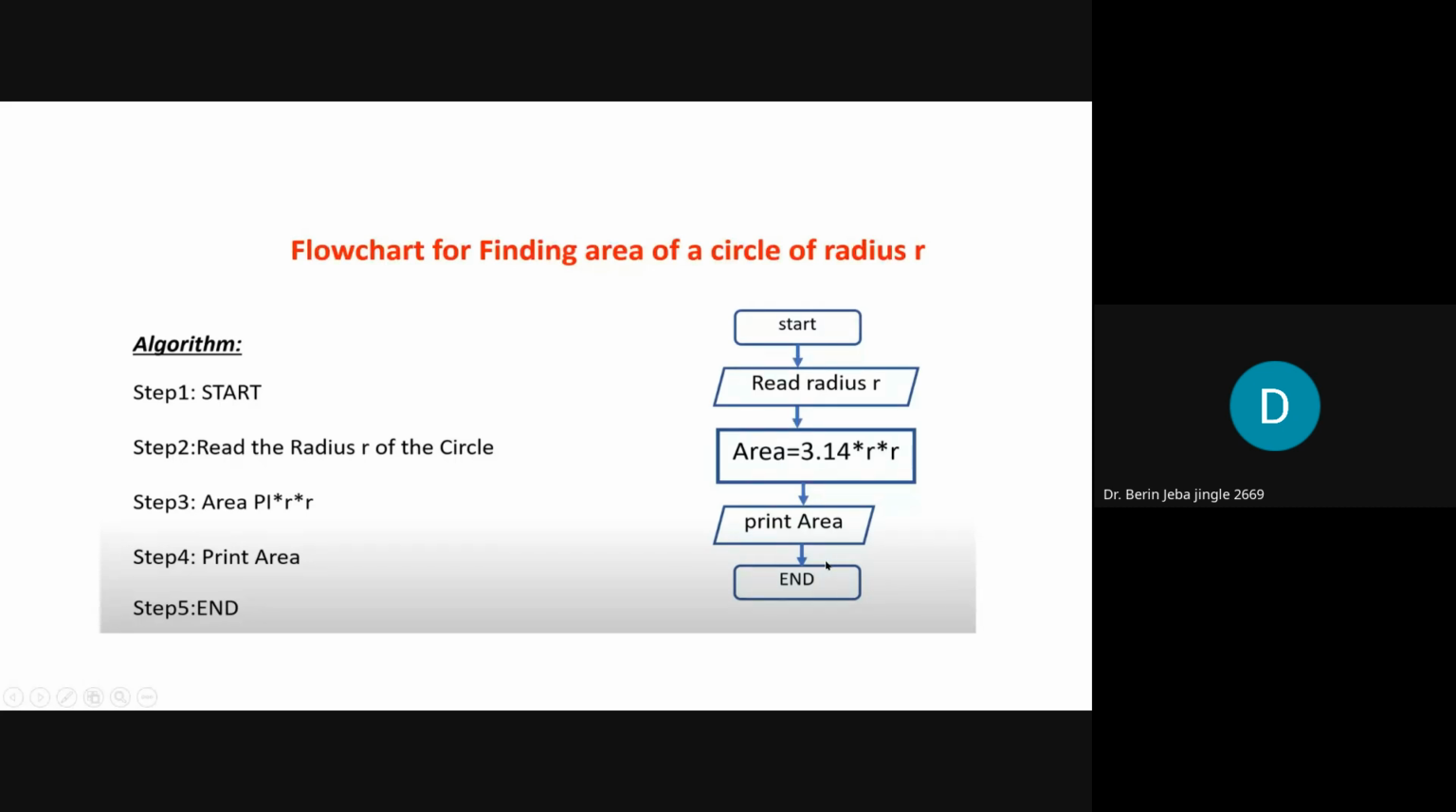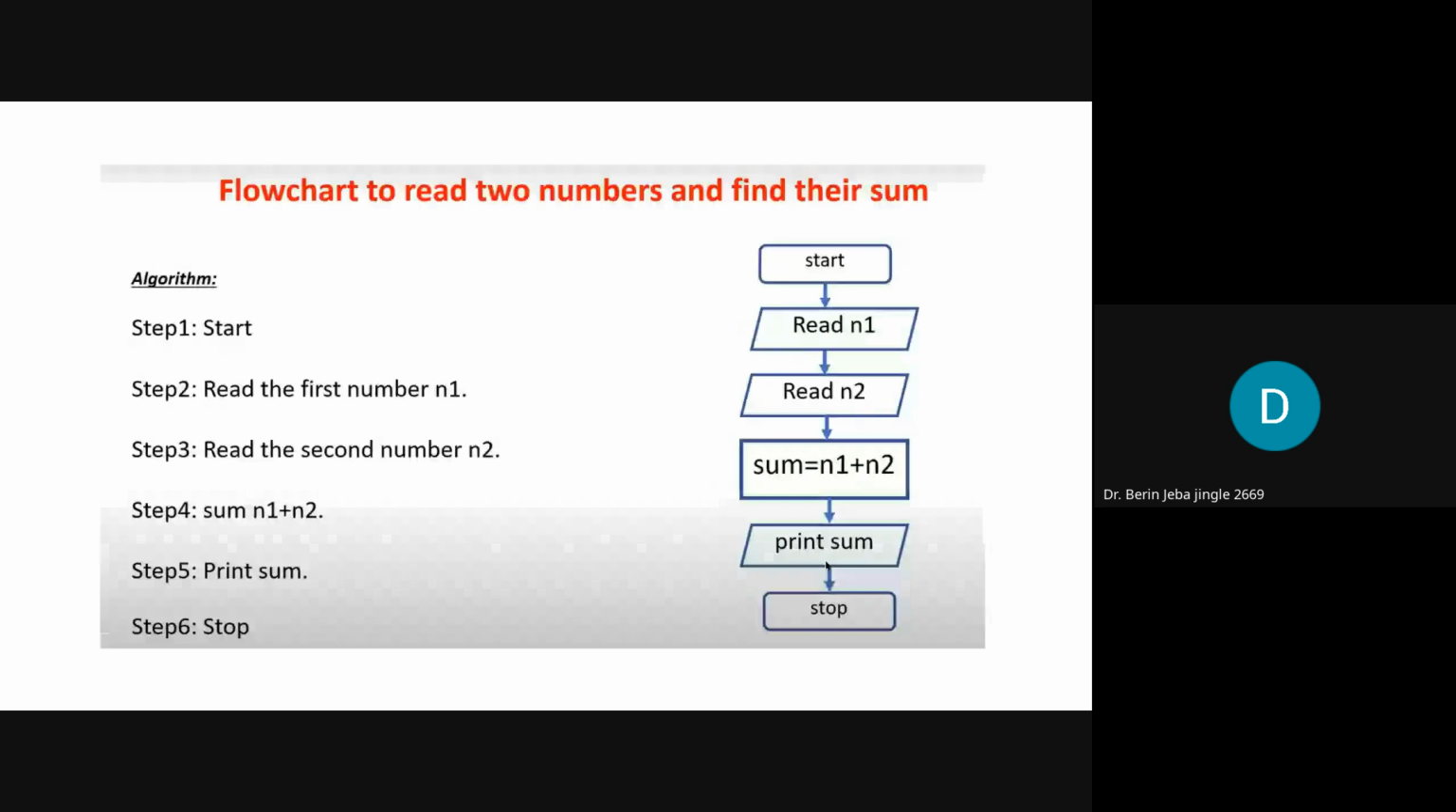That's all. This is the simple flowchart without any decision. Decision means diamond shape, and here we are not using it for anything. In the coming example we can see. Here is a program, a flowchart to read two numbers and find their sum, that is a plus b. Here it is given as n1 plus n2.